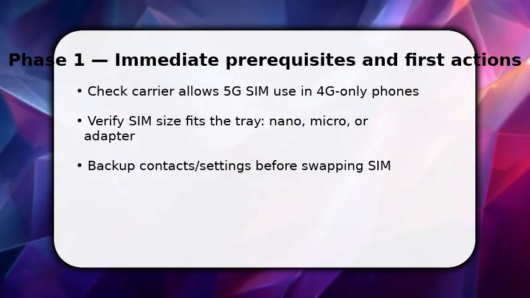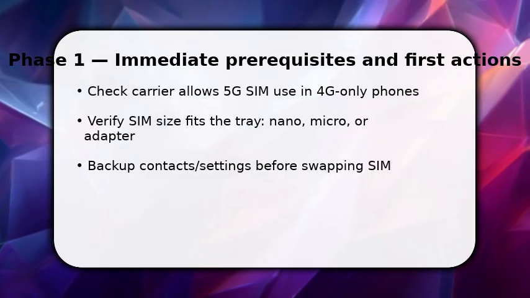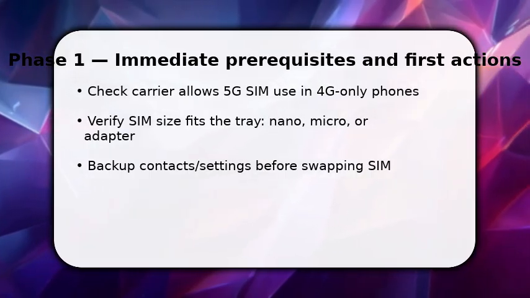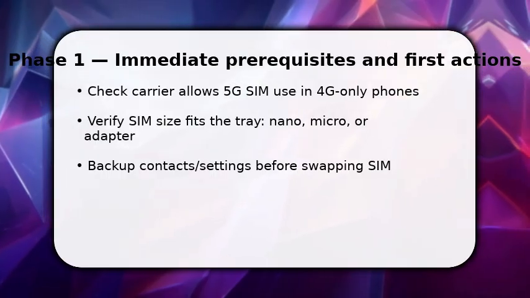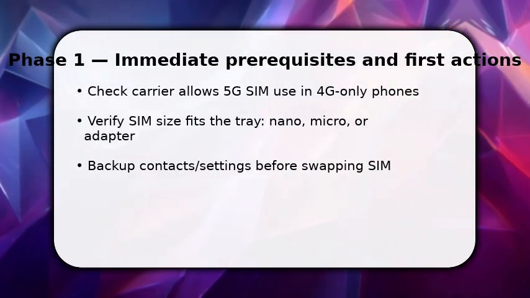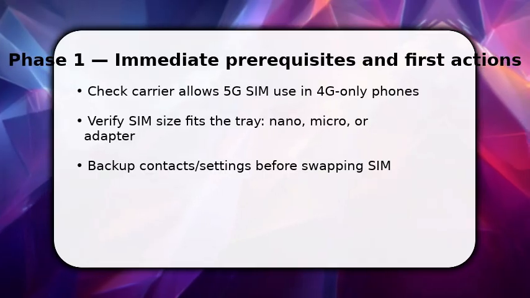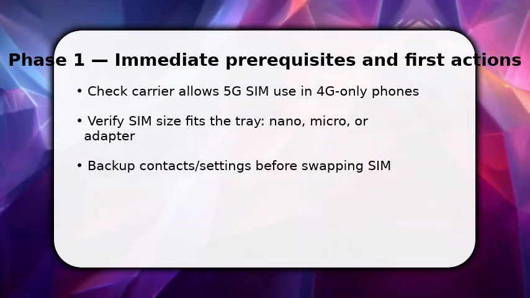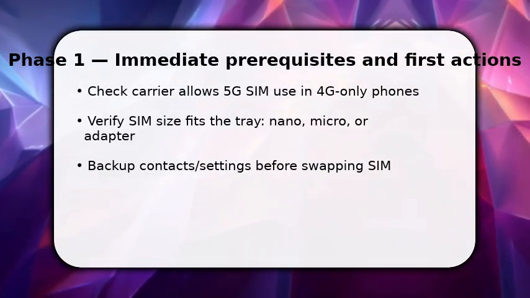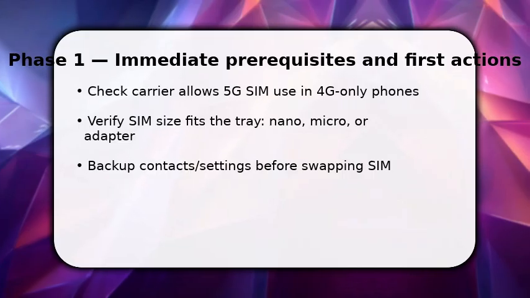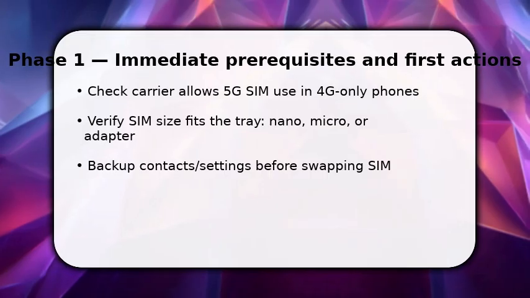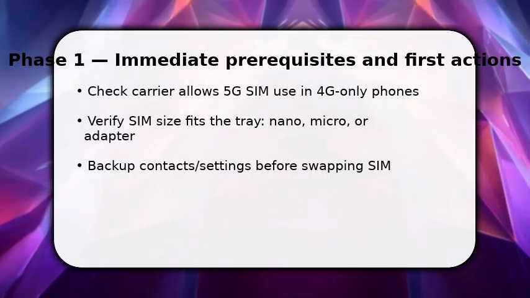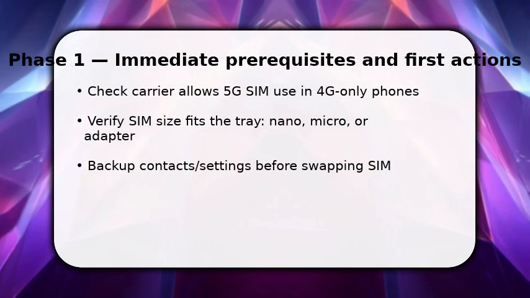You start by confirming compatibility and preserving data. First, make sure your carrier permits a 5G SIM to operate in a 4G device. Carriers often allow fallback. Next, power off the phone, eject the tray, and fit the 5G SIM using the correct nano or micro size or an adapter. Once done, reinsert the tray and power on. You do this to avoid SIM damage and to ensure the phone will register correctly on 4G networks.